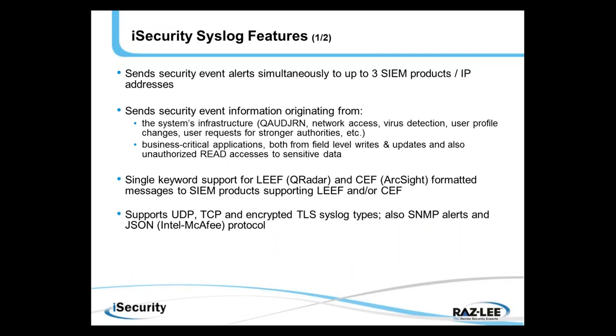Well, number one, we can send security event alerts simultaneously to up to three different SIEM solutions. This is unique in the market to the best of my knowledge. Again, we can send security event information which originate both from the system's infrastructure as well as from business critical applications. In the latter case, not only field level writes and updates, but also unauthorized read accesses to sensitive data, which of course is a security breach, can be sent to a SIEM solution.